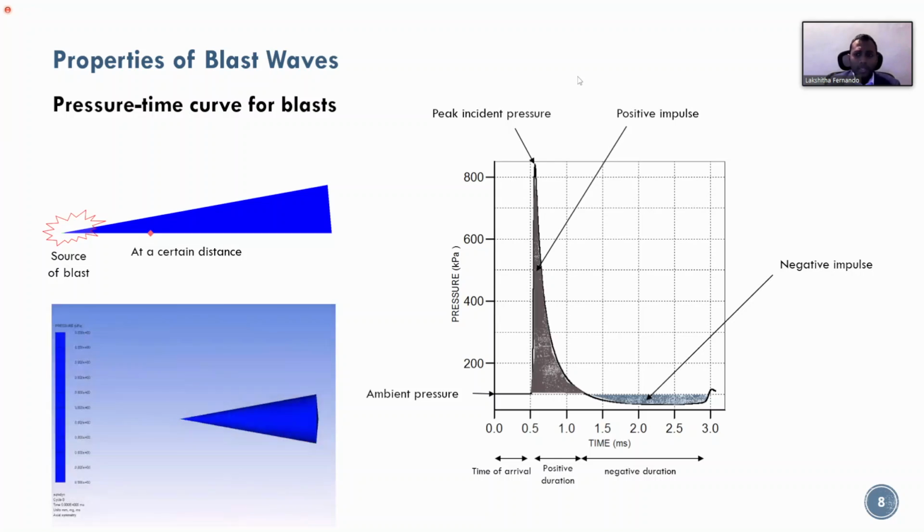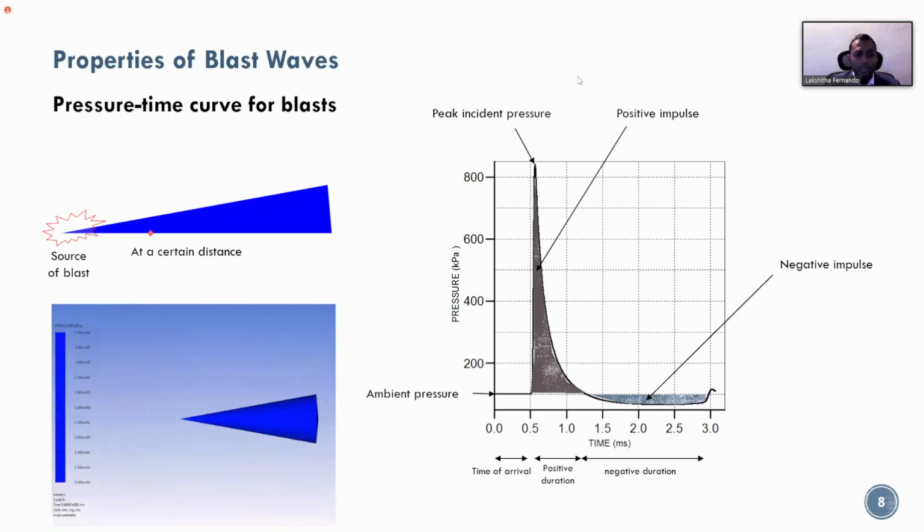So a couple of things that I want to highlight here. Before the blast occurs, what you have is the atmospheric pressure. That's how you can call it, the ambient pressure. So for a few seconds prior to the explosion, everything's at that atmospheric pressure. And then there's a sudden rise. So you can see in the horizontal axis, I call it the time of arrival. So at a certain distance, within a matter of milliseconds, the blast wave arrives there.